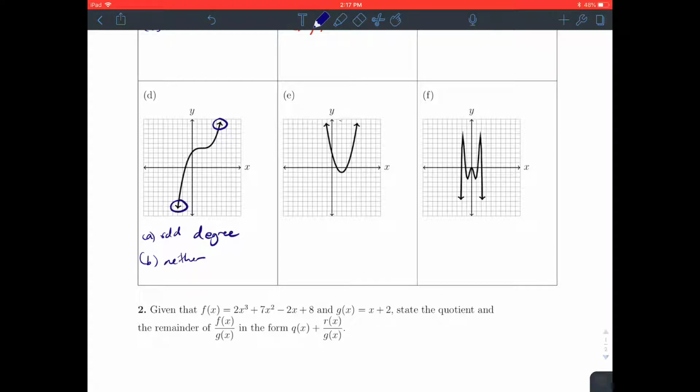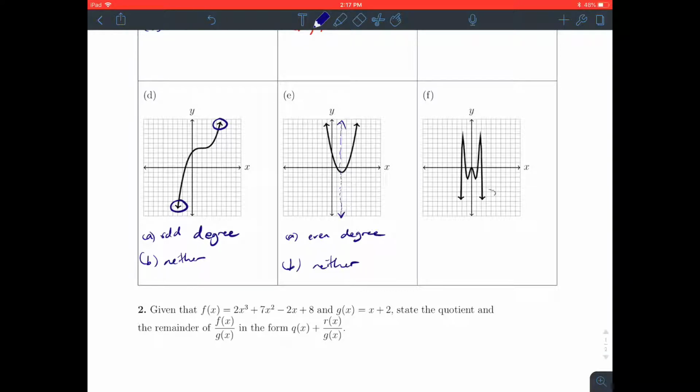And now for part B, there's no symmetry here, no reflection, no rotational, so this is neither type of function. For part E, because both end behavior arrows are going the same way, this is even degree. And even though there is a perfect line of symmetry here, in order to be an even function, that line of symmetry has to be the y-axis, and it's not. So this is also neither type of function.